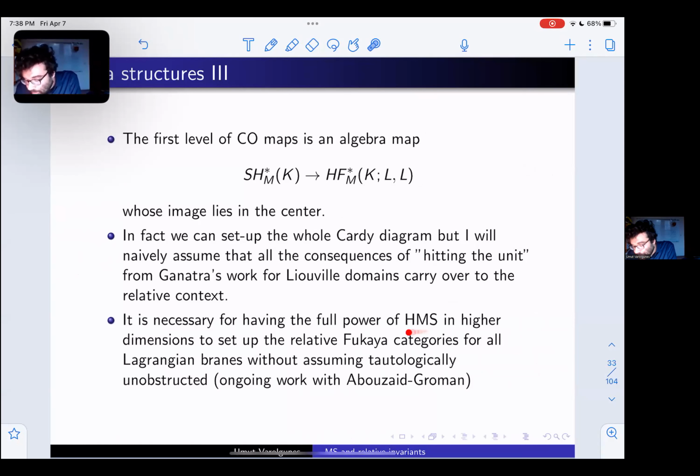Okay, and moreover, you need to construct more things to get the full power of homological mirror symmetry. You should actually set up this Fukaya categories for all Lagrangian branes, not just for tautologically unobstructed ones. And this is ongoing work. And it's been ongoing for a while, but I mean, we're making progress. It's just technical.